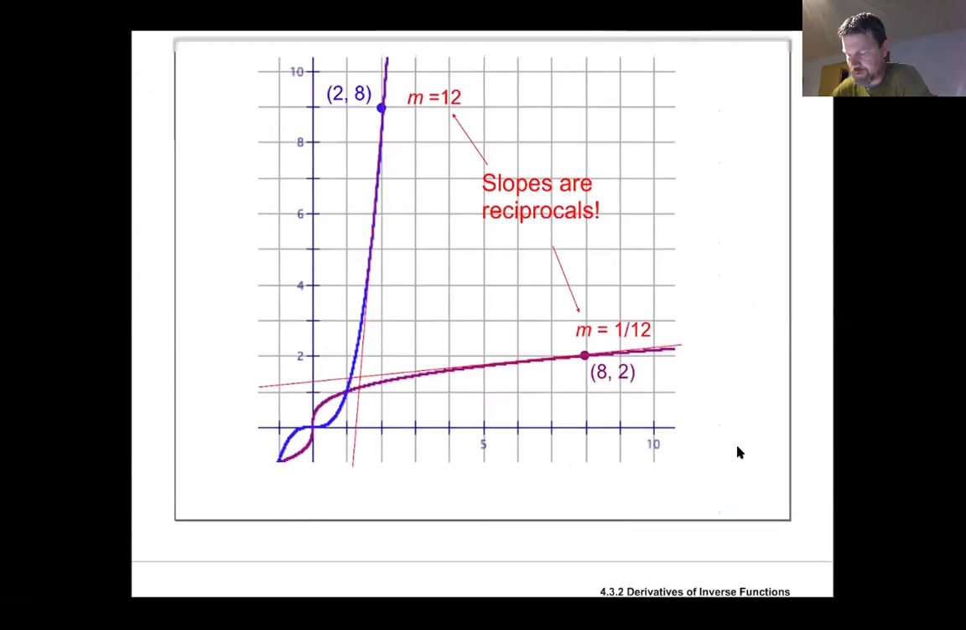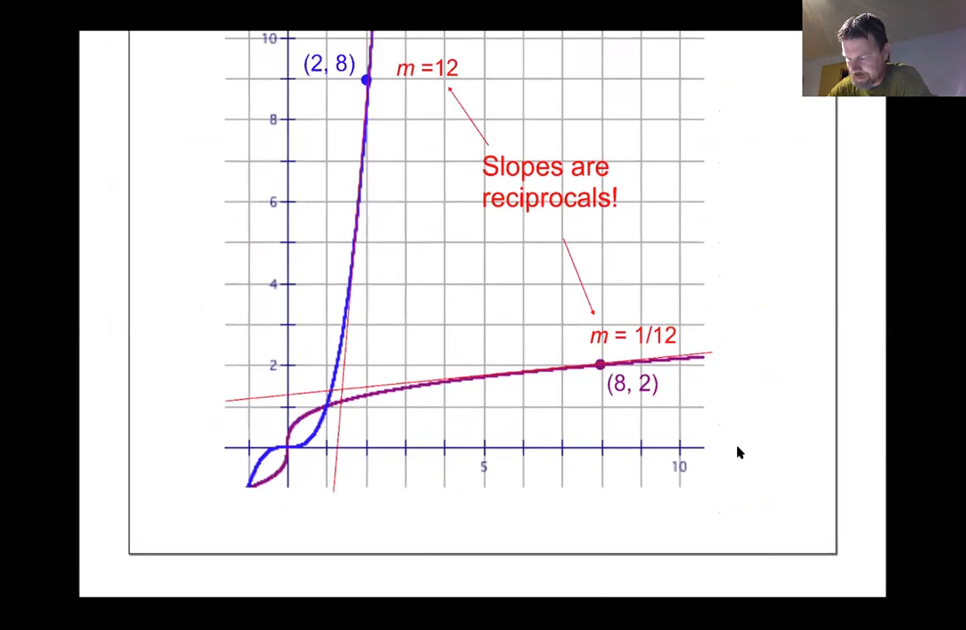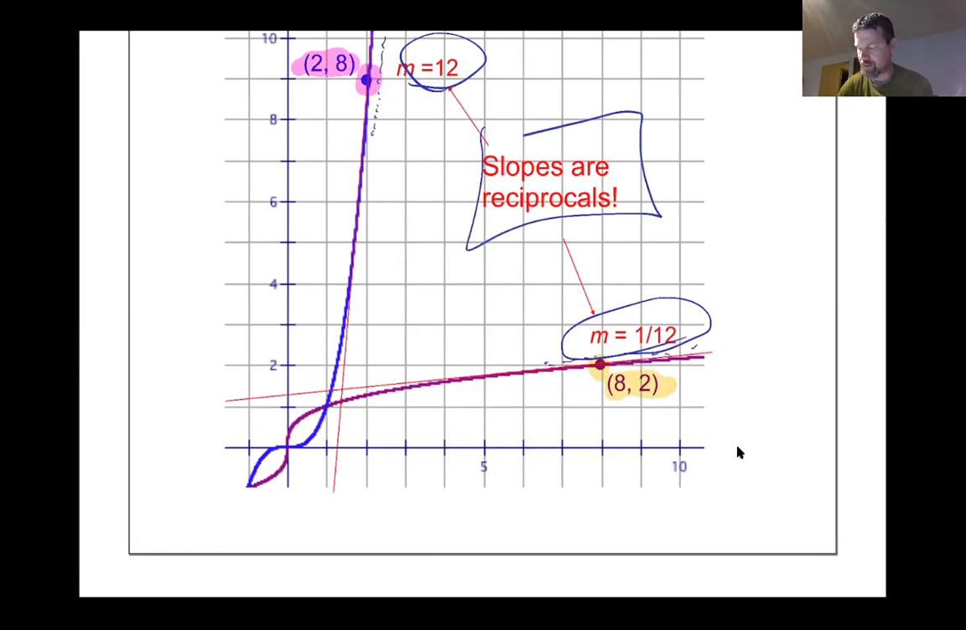All right, so here's the big thing that we just discovered. It's kind of weird. It's not too bad though. In my original function, I had the point (2, 8). That means on my inverse function, I'm going to have the flipped point, (8, 2). In my original, at that point, I had a slope of 12. If that happens on my inverse function at the correlating point, I'm going to have a slope of 1/12, the slopes being reciprocals to each other.